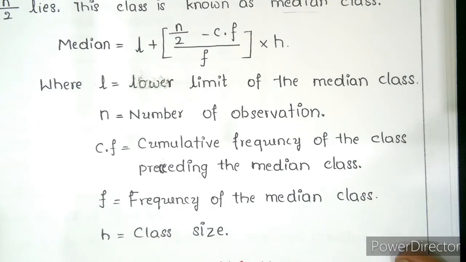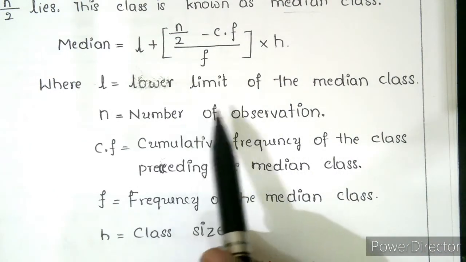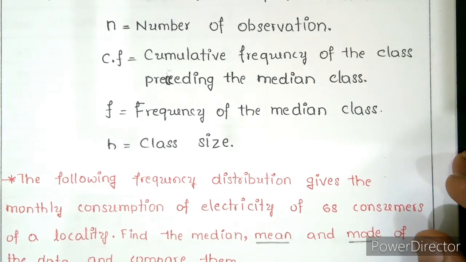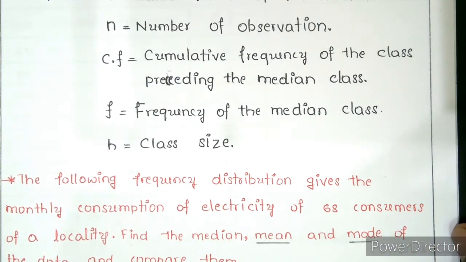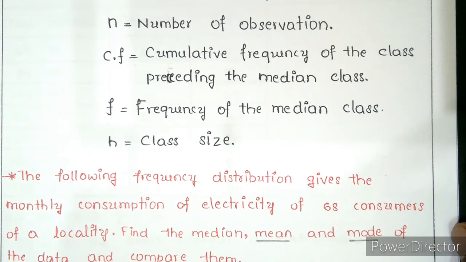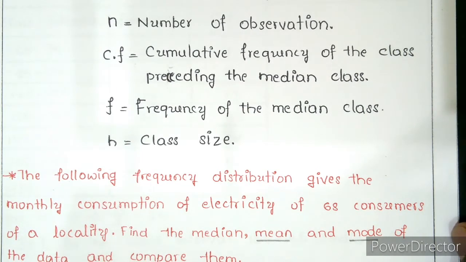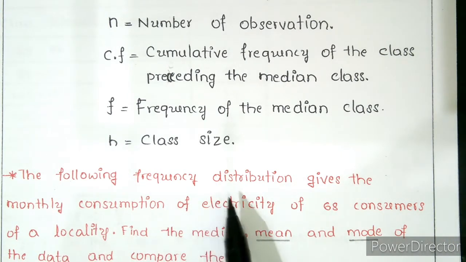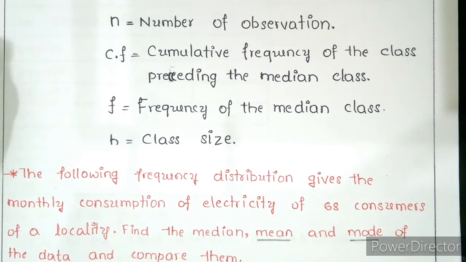First you see the problem, then you will understand the formula very well. The following frequency distribution gives the monthly consumption of electricity of 68 consumers of a locality. Find the median, mean and mode of the data and compare them.